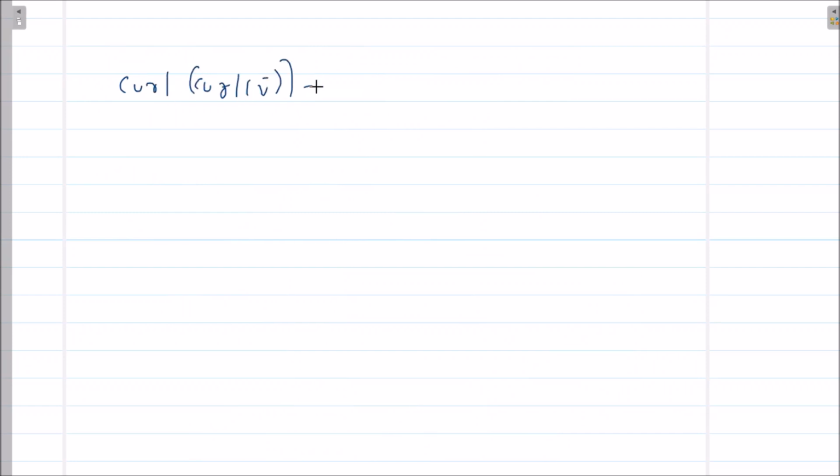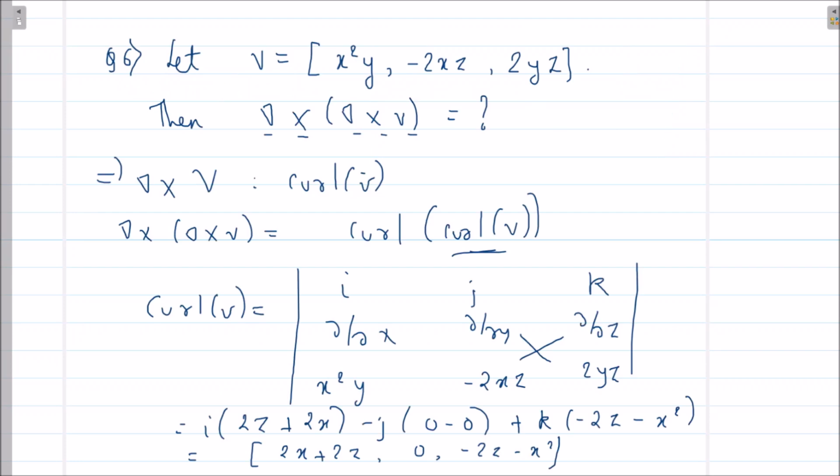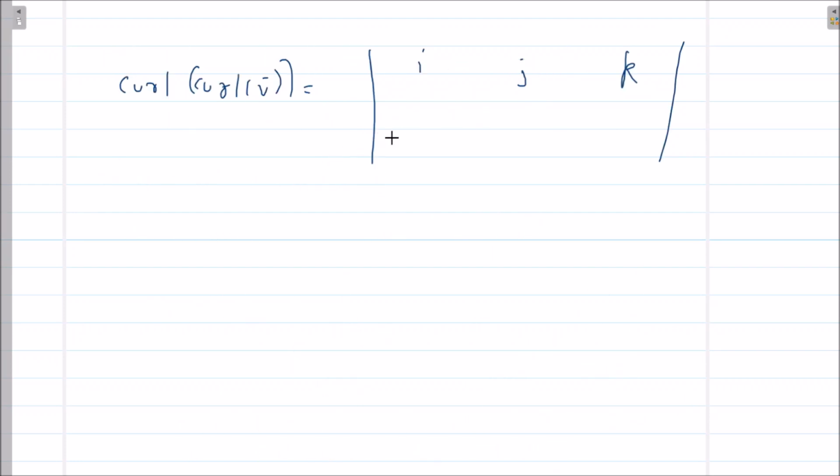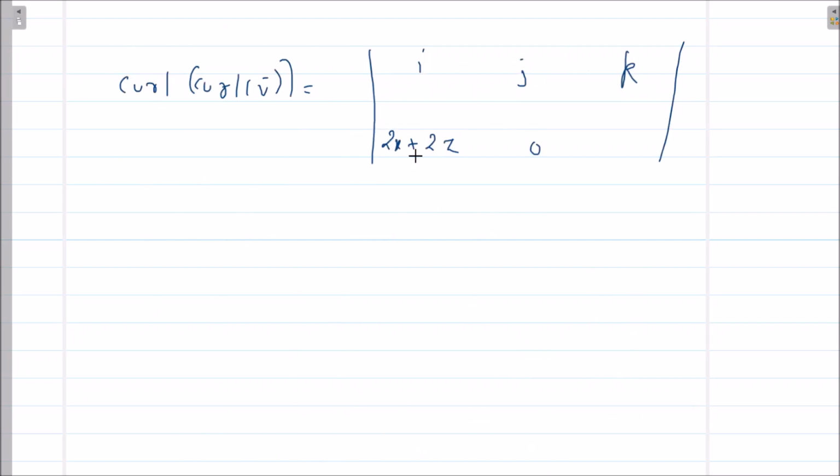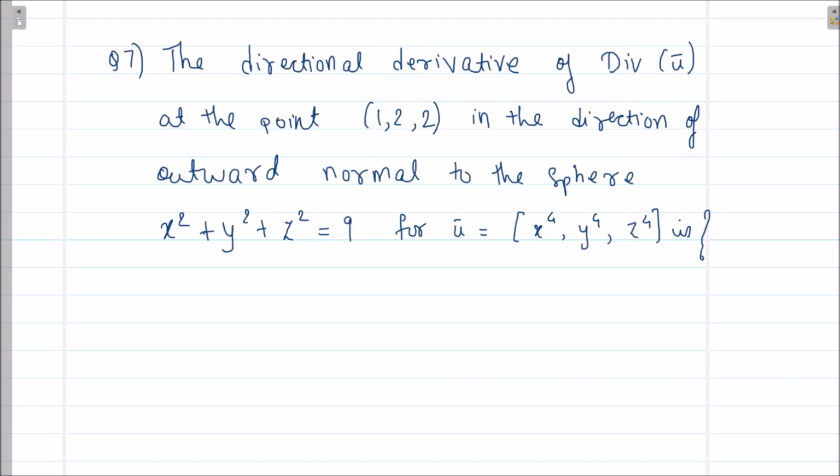If you want to do practice, you can definitely do the practice. The first row will be i j k, the second row will be the partial derivatives ∂/∂x, ∂/∂y, ∂/∂z, and the third row will be this thing, 2x plus 2z, 0, and I think the last term was minus 2z minus x square. You find the vector, whatever answer you get, that's the answer. Okay, so I hope this is clear to you.